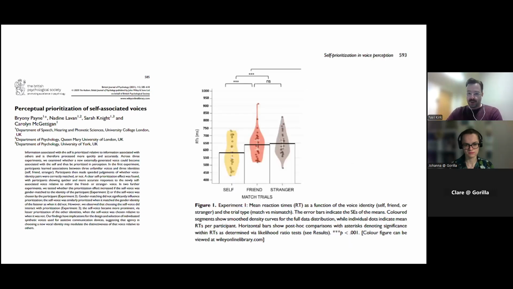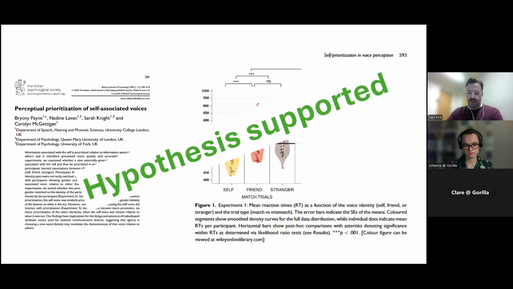And this is exactly what they found. As you can see on the graph, the self voice had faster response times and it also corresponded to higher accuracy as well. So the hypothesis was supported here. So really interesting.